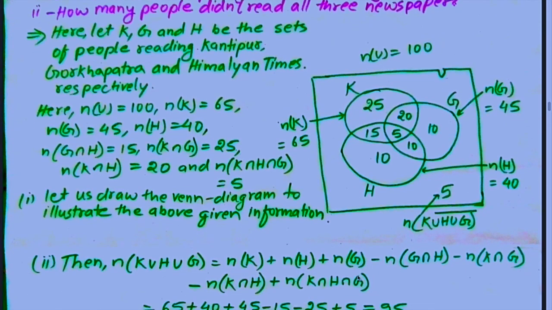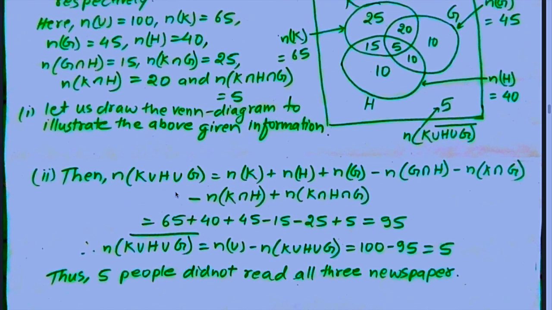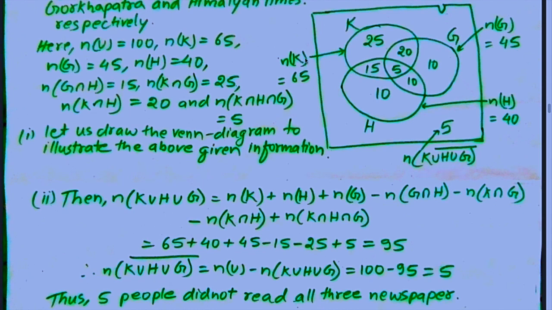Now see here, more two numbers. We have a formula also: n(K union H union G) equal n(K) plus n(H) plus n(G) minus n(G intersection H) minus n(K intersection G) minus n(K intersection H) plus n(K intersection H intersection G). All these numbers come from the Venn diagram. Here 65 is n(K), 40 is n(H), and 45 is n(G), but 15 is the intersection of K and H, 25 is 20 plus 5, and so on, which sums to 95.